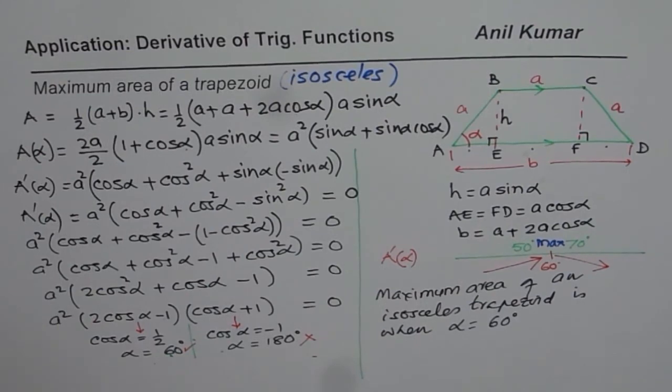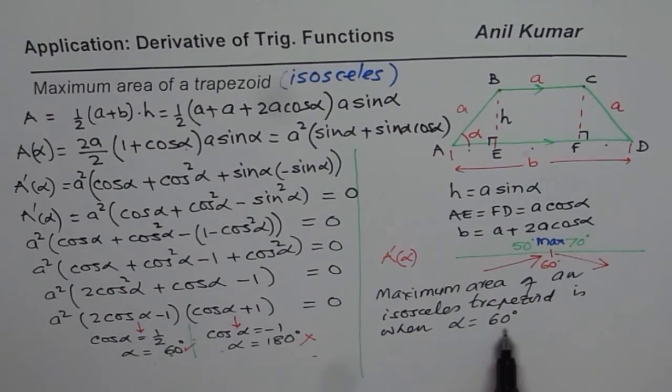I hope the steps here are absolutely clear and you understand and appreciate how we can maximize the area of a trapezoid for a changing angle. So for an angle of 60 degrees, an isosceles trapezoid will always have maximum area. That is important to note. This knowledge is going to help you in many similar questions.